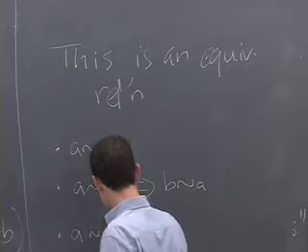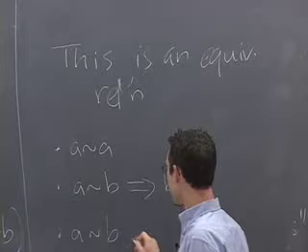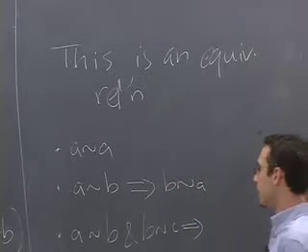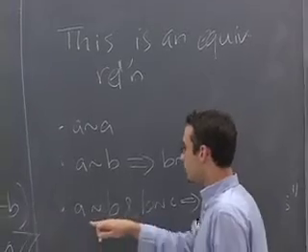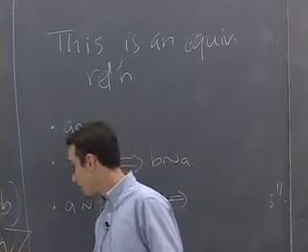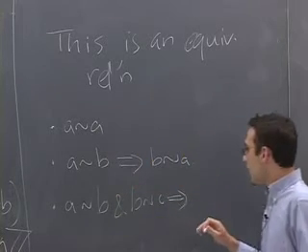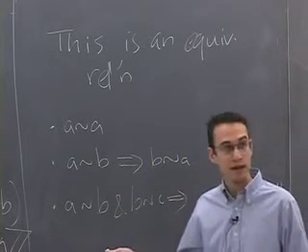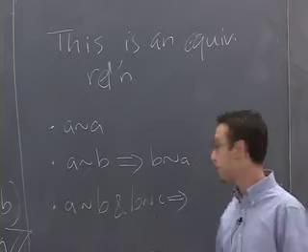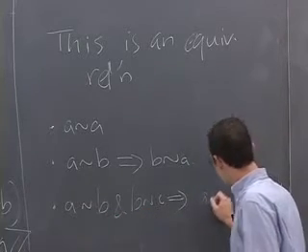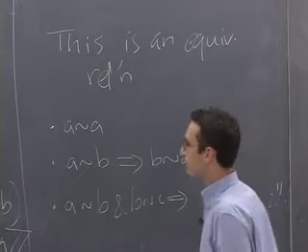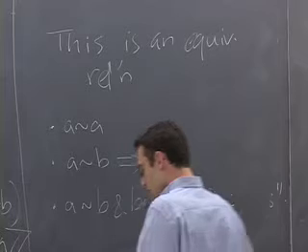And finally, if a is related to b and b is related to c, then, well, what do these mean? This means a minus b and b minus c are in nZ, are a multiple of n, in other words. And if you add a minus b and b minus c, you get a minus c. So a is related to c. So this is definitely an equivalence relation.